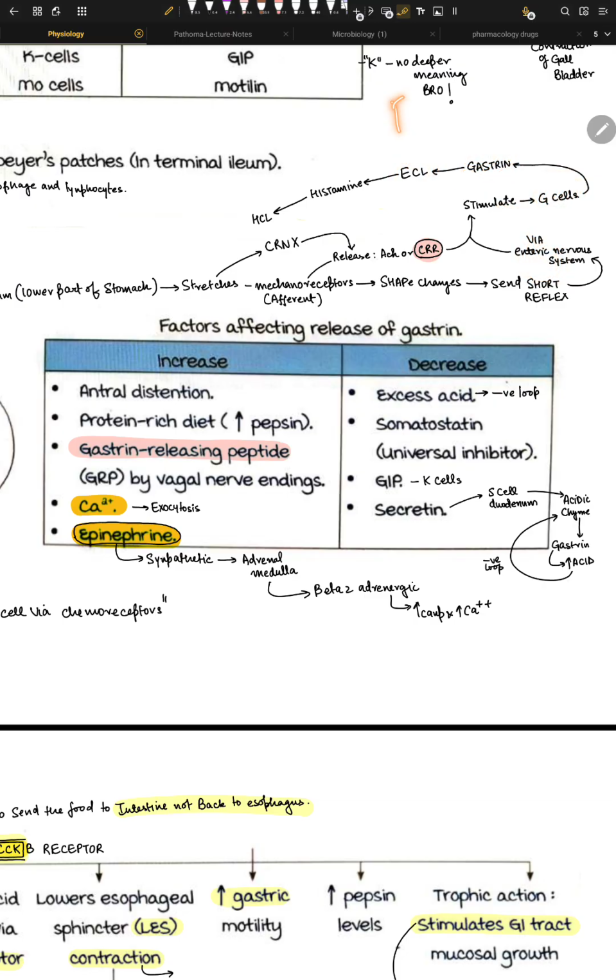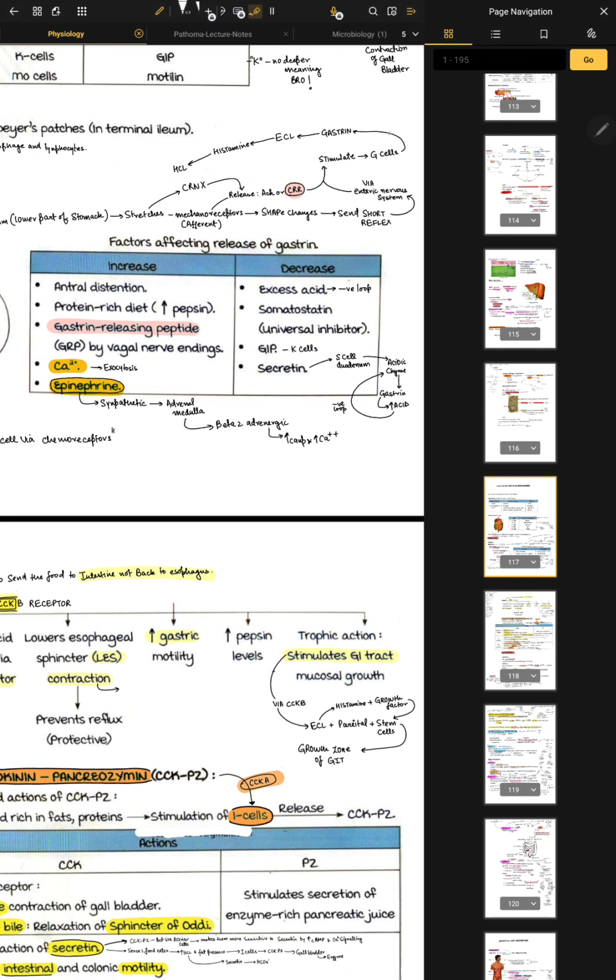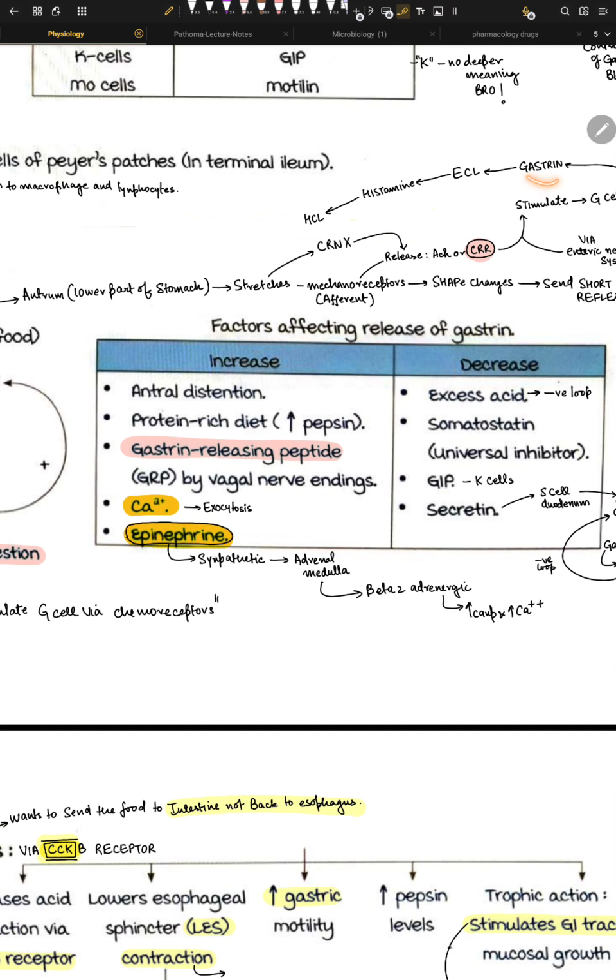ECL is enterochromaffin-like cells. These enterochromaffin-like cells are the production house of histamine, and histamine can work on a lot of things. Through H2 receptors, they can produce HCl. So gastrin and ECL work through histamine and HCl.